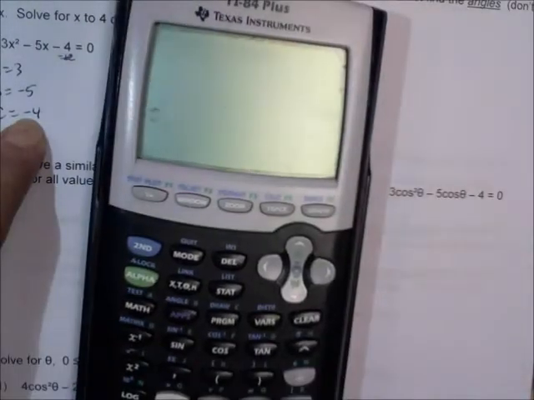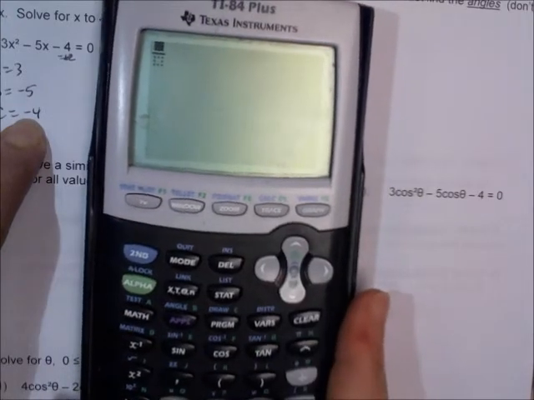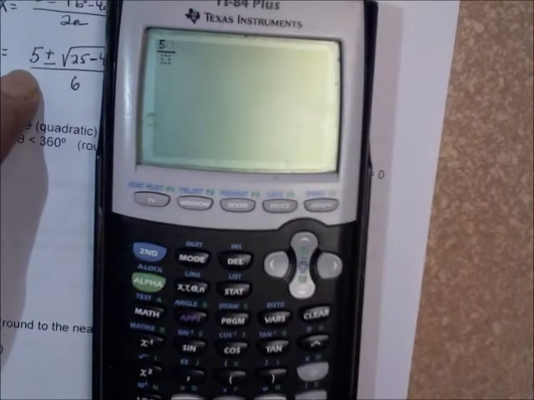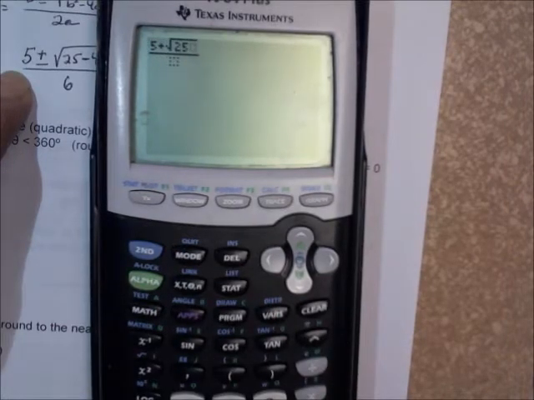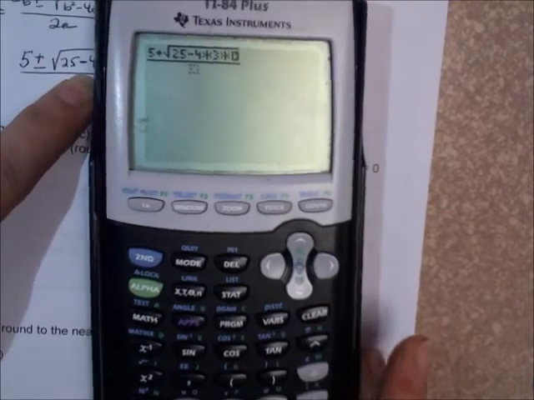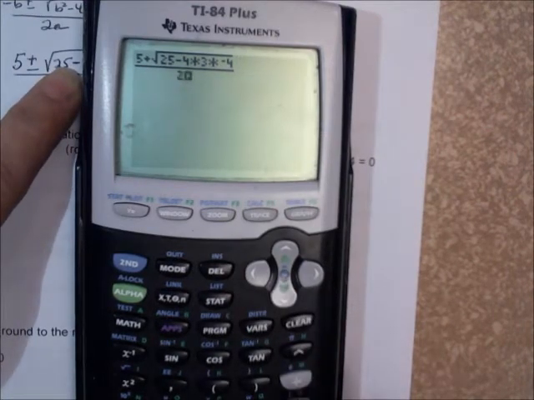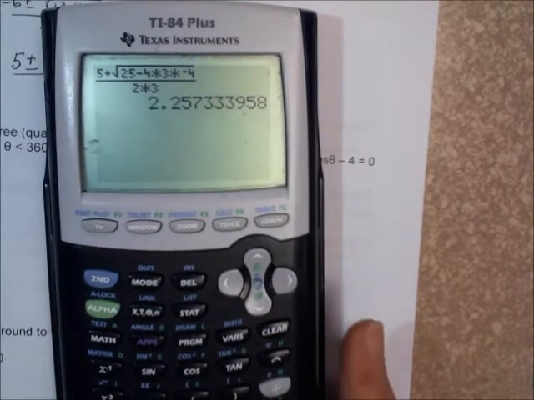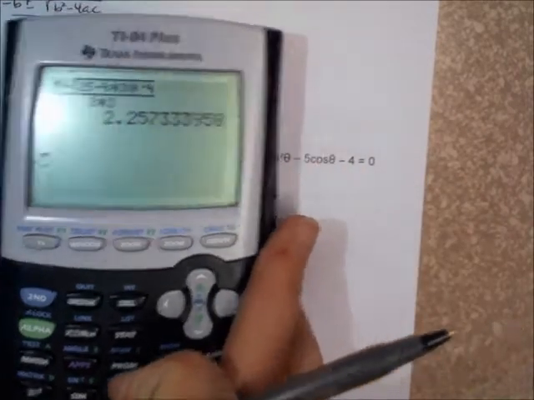So let's pull our graphing calculators out. Let's get alpha y equals, and get a fraction going here for our quadratic formula. So x equals 5, and we'll do the plus side of it now, plus the square root of b squared, which is 25, minus 4 times 3 times negative 4, all over 2 times 3. You can do 2 times 3 if you want, or you can just put a 6 down there. But there is your quadratic formula answer, and it turns out to be 2.2573. We have to round it to 4 decimal places.